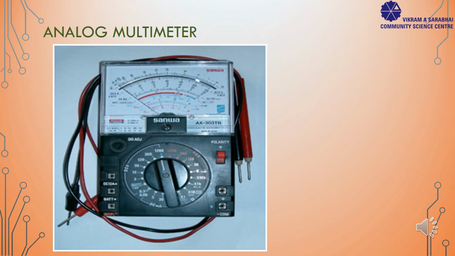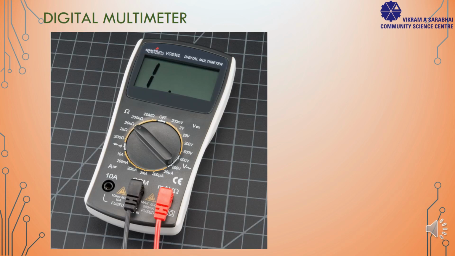The first type is the analog multimeter. The analog multimeter is constructed using a moving coil meter and a pointer to indicate the reading on the scale. Next is the digital multimeter. Digital multimeters are more popular. In digital multimeters, we have an LCD display which directly shows the measured value. It has high accuracy and the ability to read positive and negative values. In this video, we mainly talk about this type of multimeter.